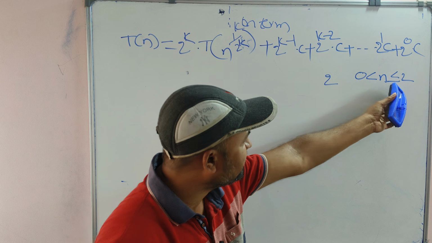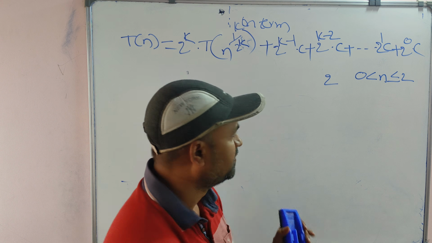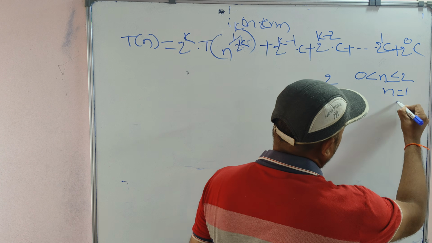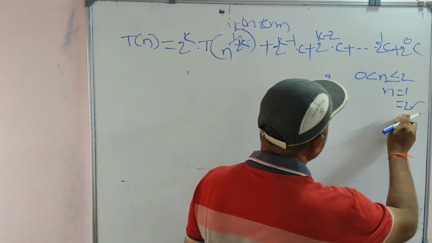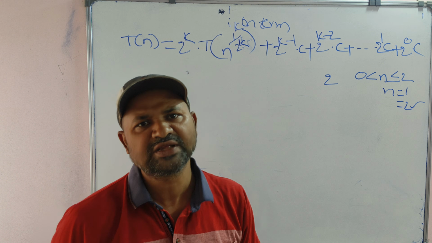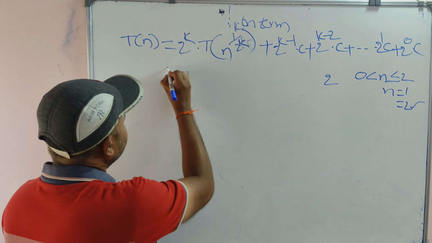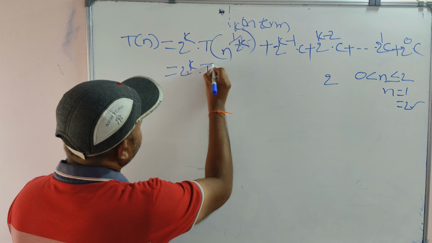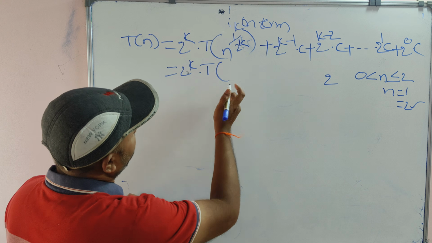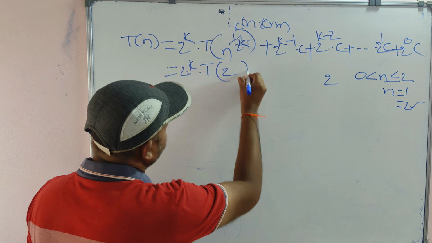Here I am assuming this as 2. So here the n value may be 1 or 2, and I am assuming n as 2. So T of 2 means 2. So that is the base condition. That's why here, in place of T of n power 1 by 2 power k, I am substituting 2.